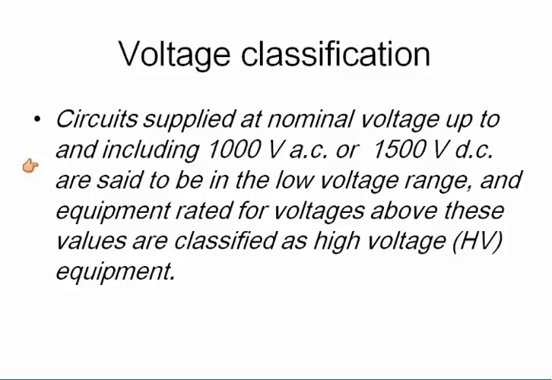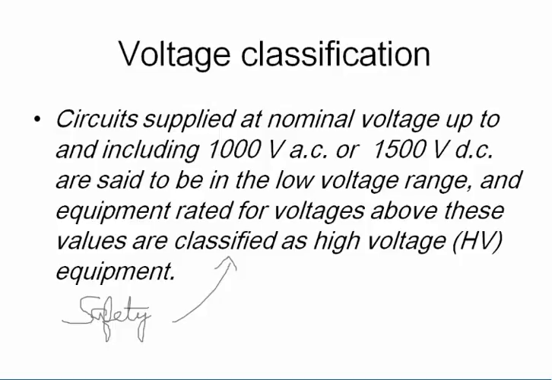So what would you classify in terms of low voltage? Anything less than 1000 volt AC or 1500 volt DC is low voltage. Anything above is high voltage. So this is the safety definition. Anything more than 1000 volts is HV. Anything less than 1000 volts is LV.